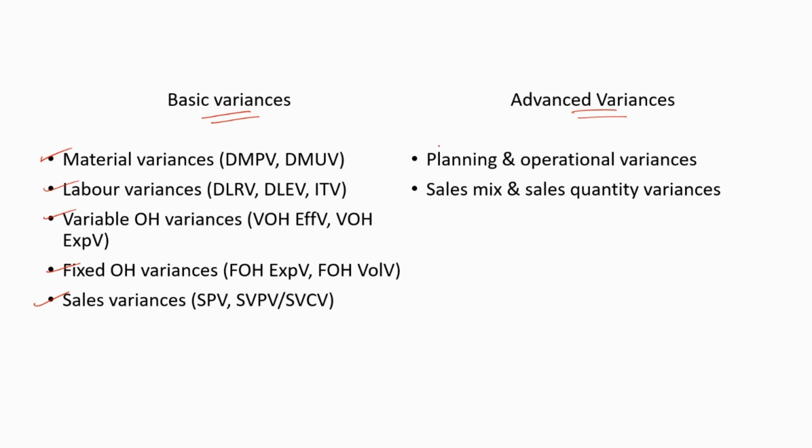There are two types of advanced variances: planning and operational variances, and sales mix and sales quantity variances. In this video, we are going to discuss planning and operational variances. In the next video, we will discuss sales mix and sales quantity variances.